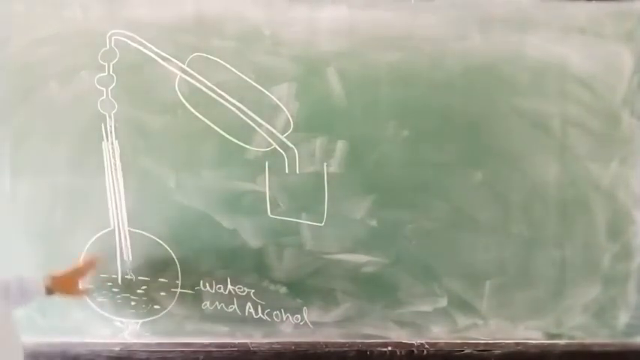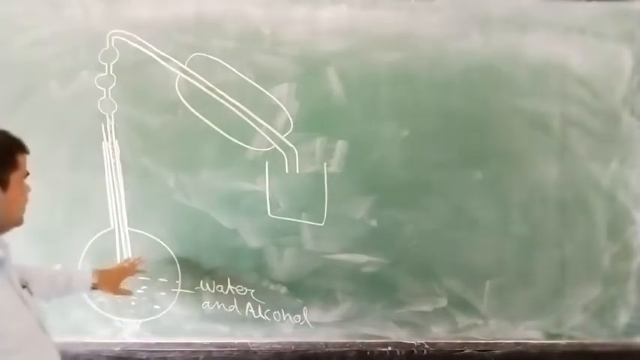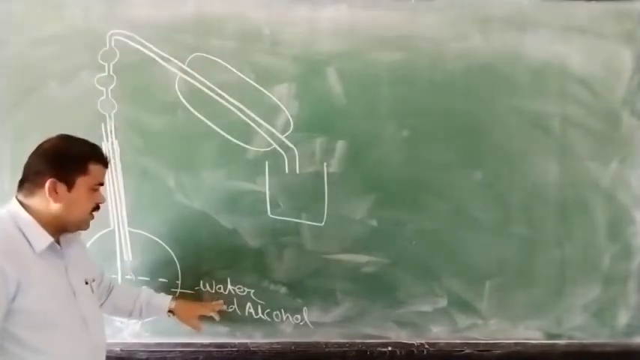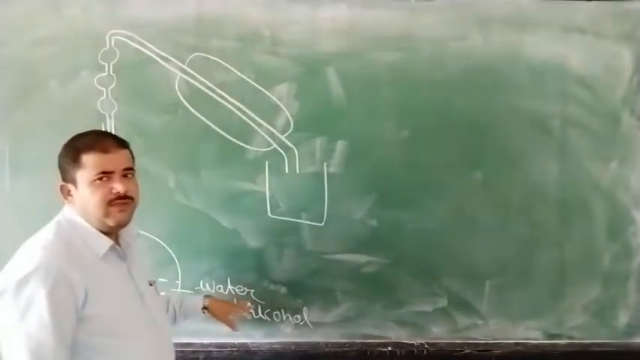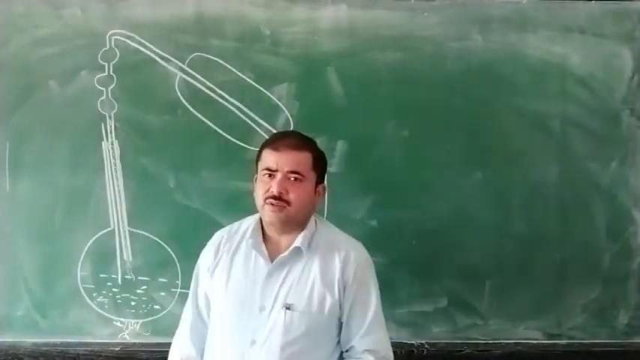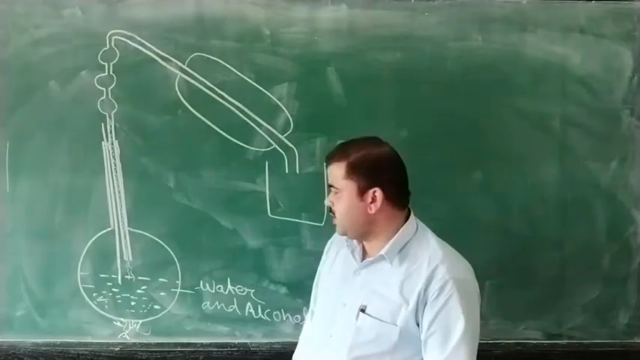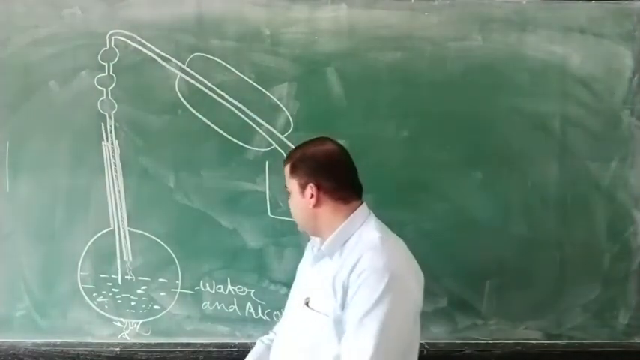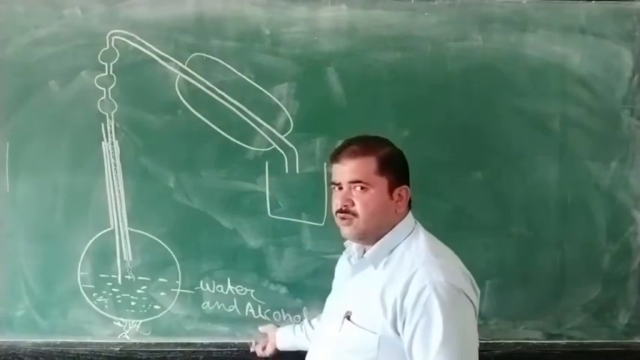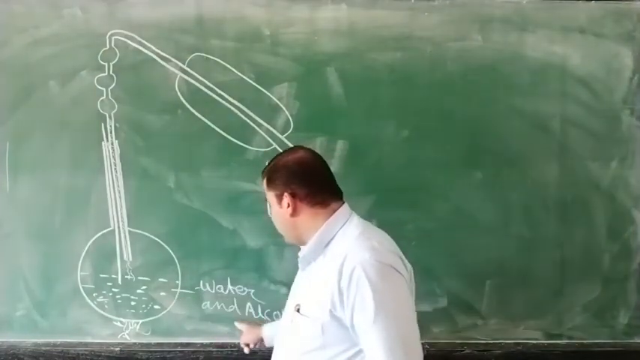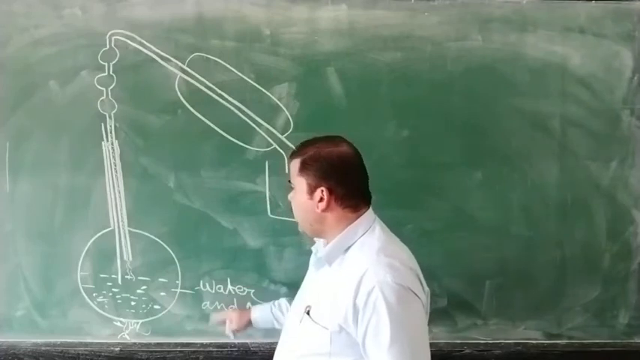So here we can see the same thing, a distillation flask, and here one thermometer is present, and the mixture of water and alcohol. If we take the alcohol, ethyl alcohol, we know that alcohol and water totally mix with each other. So these are miscible liquids, meaning water totally mixes with alcohol, and alcohol mixes with water. In this way, this is the mixture of alcohol and water.